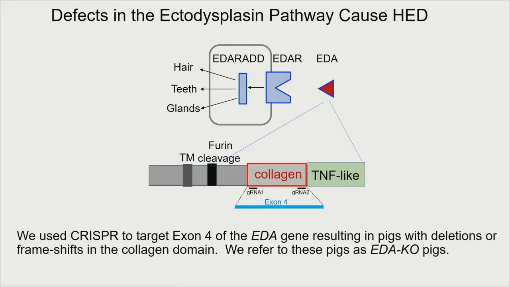So the ectodysplasin pathway is necessary for formation of appendages, and it consists of three genes. The EDA gene, which forms a soluble ligand that binds to a receptor, EDAR, that turns on a cytosolic transducer, EDAR-ADD. And this causes formation of glands, teeth, and hair. And here I'm showing you a diagram. We chose to mutate EDA. So here's a diagram of the EDA protein. It's a transmembrane protein that's cleaved by furin to release a soluble ligand. And trimerization of alpha helices in the collagen domain cause trimerization of the TNF domain so it can bind to EDAR. So we chose to delete exon 4 of the EDA gene with CRISPR to eliminate the collagen domain. And so when we targeted exon 4 of this EDA gene, we got pigs that had deletions or frame shifts in the collagen domain. We refer to these now as EDA knockout pigs.